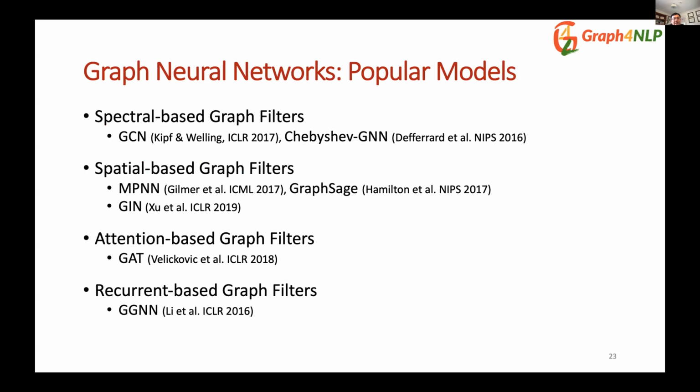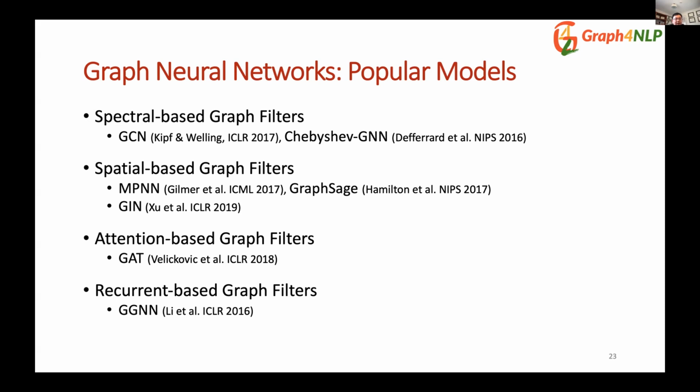For example, for the spectrum-based graph filtering, the most famous method is probably GCN. This is probably the most cited paper in this domain. They define a graph filter operation using the graph Laplacian to transform everything into the Fourier domain. We'll discuss this in detail. The spatial-based methods instead aggregate the messages through the spatial neighborhood, rather than tackling the problem from the transformed Fourier domain.